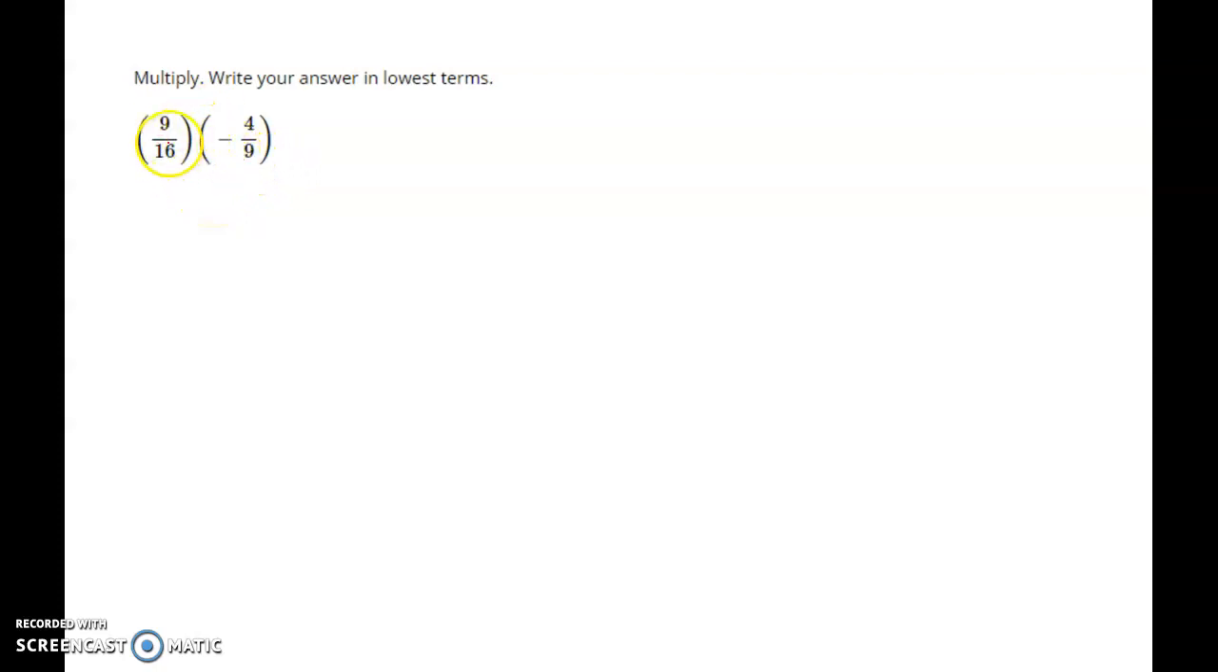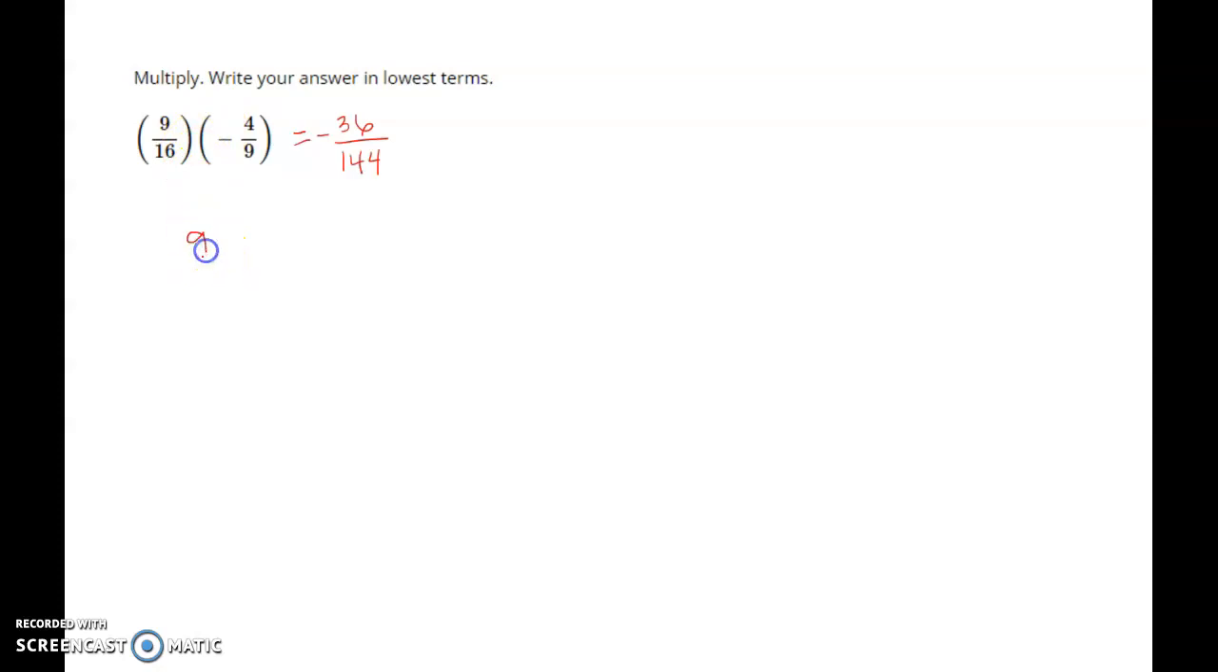So I could just multiply and go 9 times 4 equals 36, or we know it's going to be a positive times a negative is a negative. 16 times 9, I believe that's 144. I could do that, but then I have some big numbers to simplify, okay?